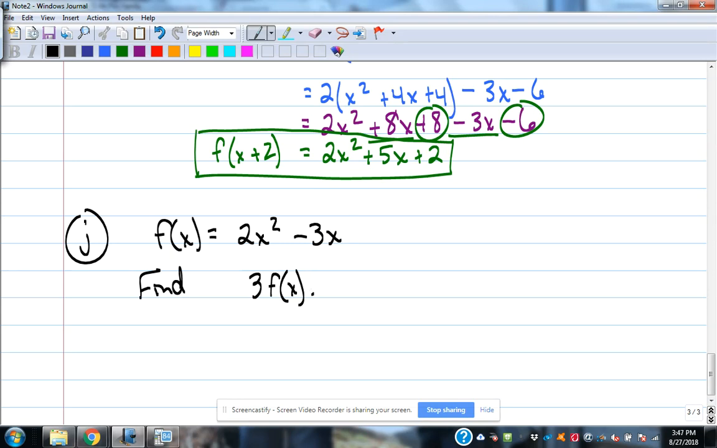What does it mean when you push a number right up against something? What operation are you doing? So like if I had 3x there, that means what with the 3 and the x? They're multiplying. So that's the same thing here. The function notation is we're taking 3 times the whole function is all we're doing there. So 3 f of x just means take 3 and multiply it to the entire function.